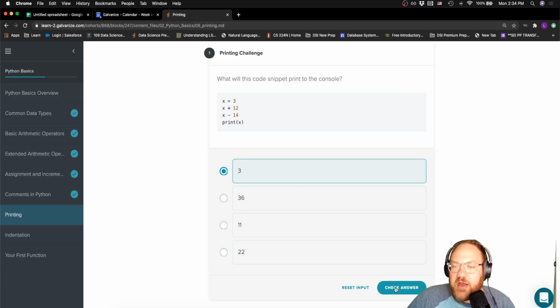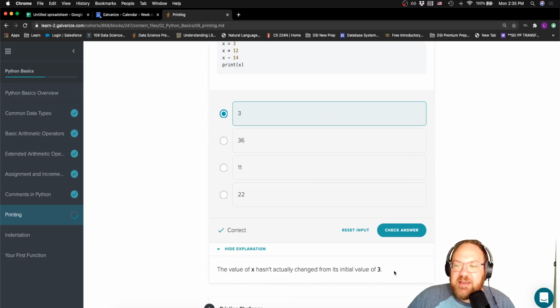So we can go ahead and choose 3 here and see, right, the value of x hasn't actually changed from its initial value of 3. So that is how we get the correct answer. If we were to actually get to that number 22, right, we would need x times equals 12 or x minus equals 14 to actually update the value of x.